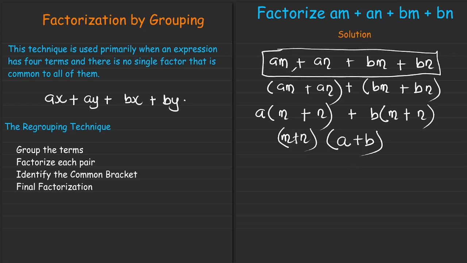Now, if you would want to confirm, you can choose to multiply and you realize that you get the same thing as you have over here. This is how we factorize by grouping. Let's solve a few more examples.